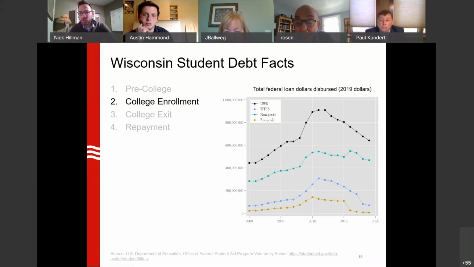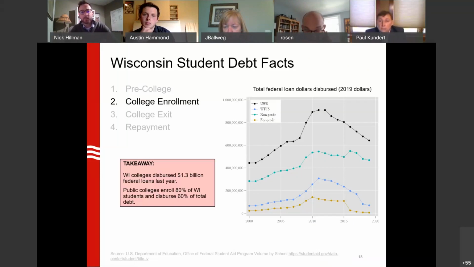This greenish second line here is the nonprofit institutions. I'm not sure how this maps over with membership technically, but nonprofit institutions here are dispersing almost $500 million. The Wisconsin Technical College system is dispersing maybe around 100 million. The for-profits in Wisconsin are not dispersing a lot of federal student loans. And so you add all this up and it sums up to $1.3 billion.